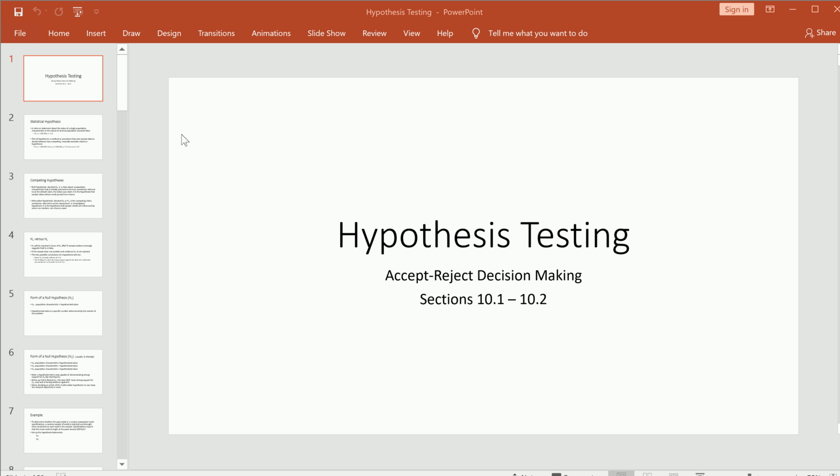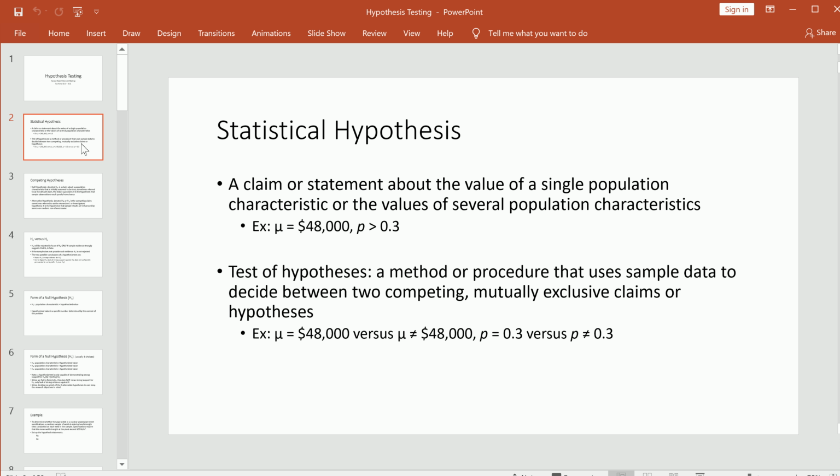Okay, well, this first set of slides are going to be mostly concepts and definitions. So a statistical hypothesis is a claim or a statement about the value of a single population characteristic or the values of several population characteristics. So here's a couple examples of statements or claims about the values of population, notice, characteristics.